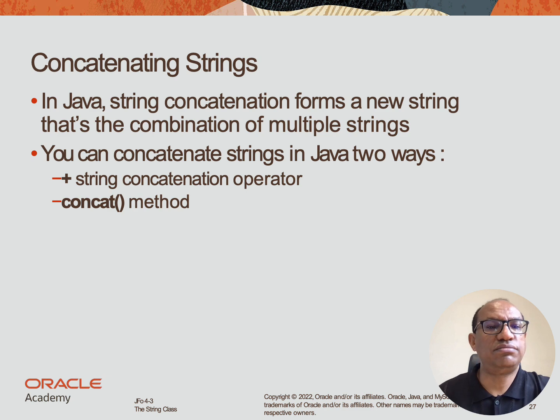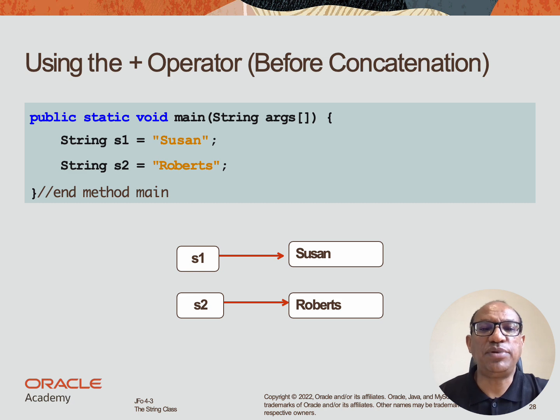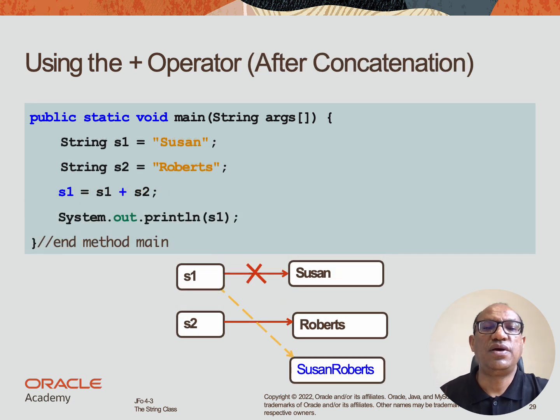Want to join strings? We've got two options, the plus operator and the concat method. Both work, but the plus operator is more flexible. In this example, we created two string objects, s1 and s2. After the string concatenation operation, a new string object, Susan Roberts, is created, and s1 points to that because of the immutable property of strings. Because there are no references to the string Susan, it is removed from memory.